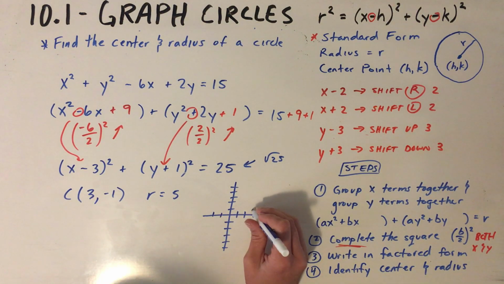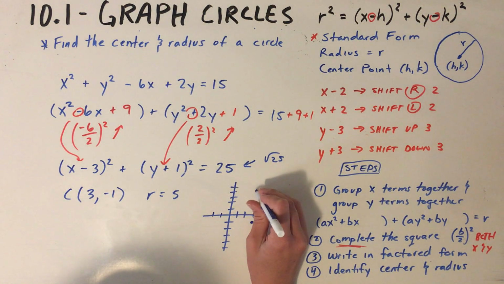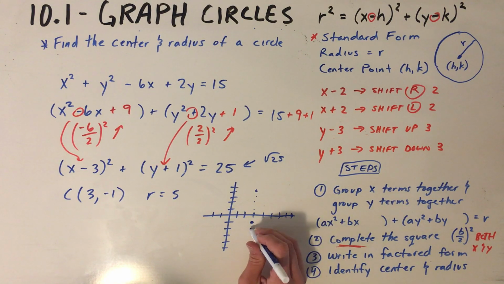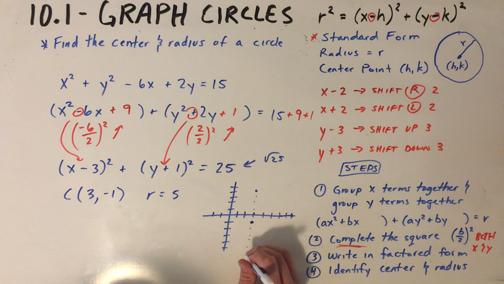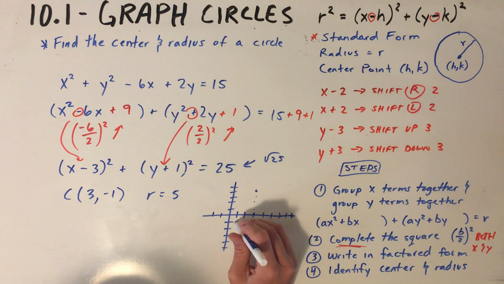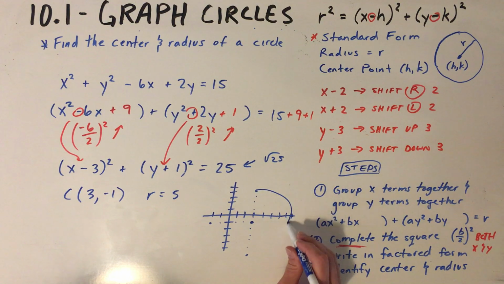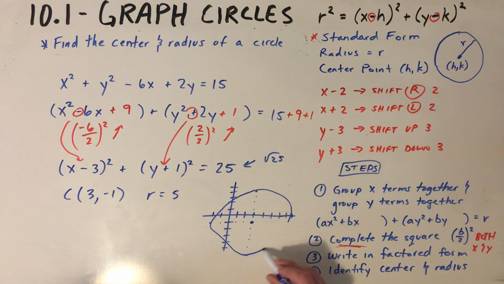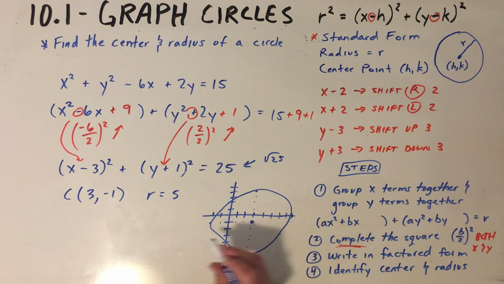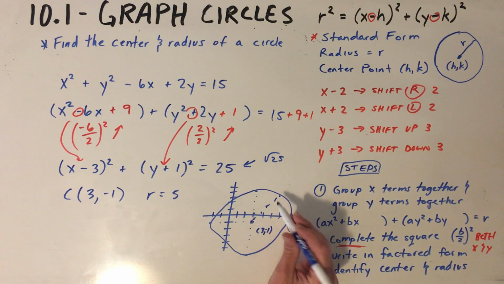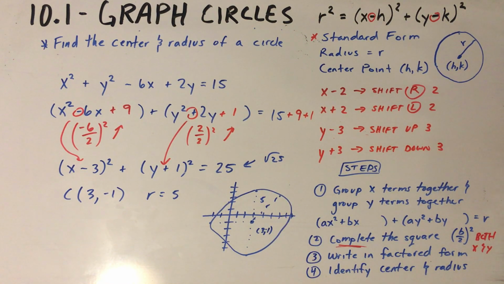So from the center point, I'm going to go 1, 2, 3, 4, 5 in each direction, up, down, left and right. All right, so again, my graph isn't great, but you get the picture, literally. And this is our ugly circle. Again, the center point here is 3, -1, and the distance from the center point to the outside is 5. All right, so let's go through this process again.